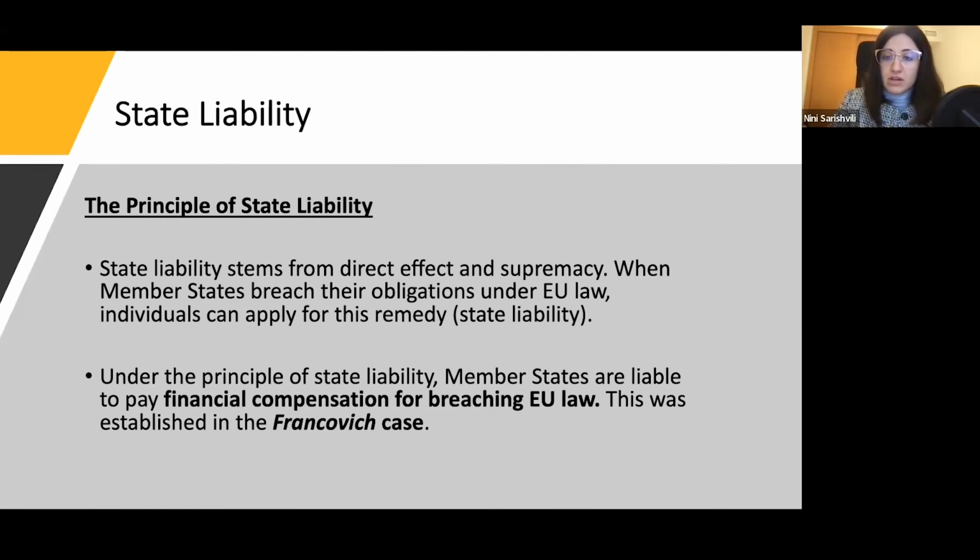Under the principle of state liability, member states are liable to pay financial compensation for breaching EU law. This was established under the Francovich case.